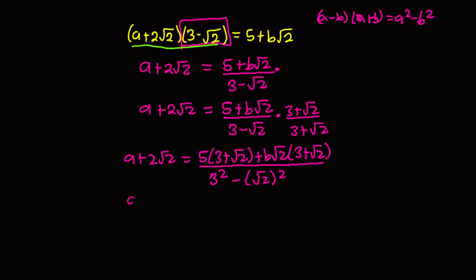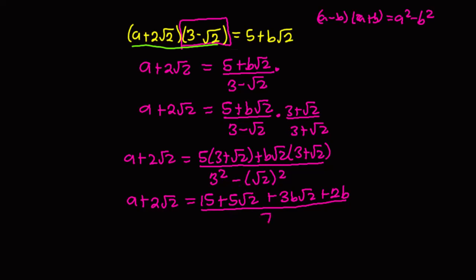So we have a plus 2 root 2 is equal to, this will give 15 plus 5 root 2, plus we have 3b root 2, plus the b will multiply the coefficient and we'll get b, and the root 2 multiply that will get 2. So this will give us 2b. All these divided by 9 minus 2. So that will give us 7. So 9 minus 2, that will give us 7.